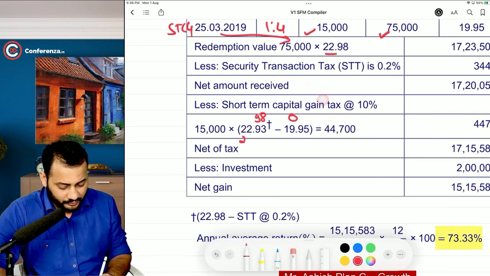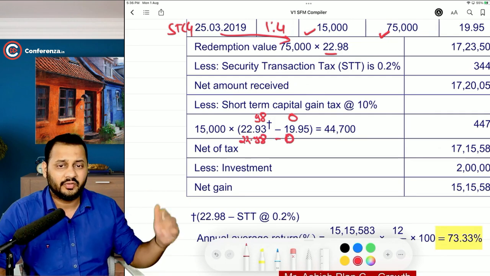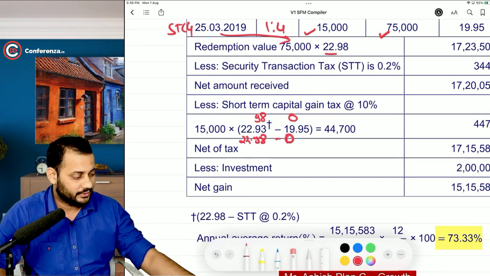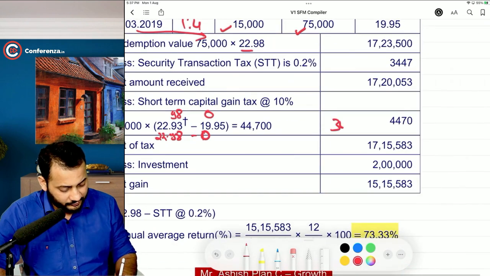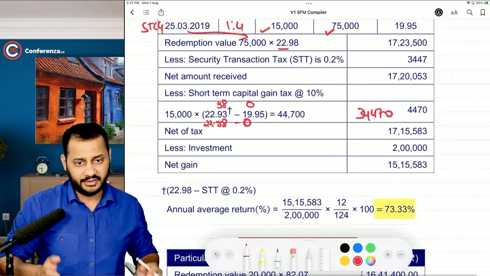The proper treatment should be 22.98 minus 0. So the entire 22.98 will become the short term capital gain. And on that 10% will be paid, which is 34,470. This will change the entire answer, but we cannot help it.